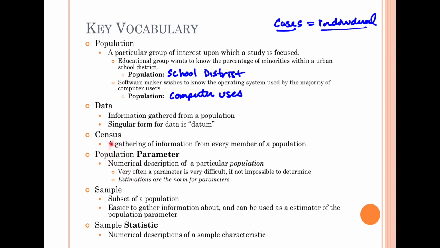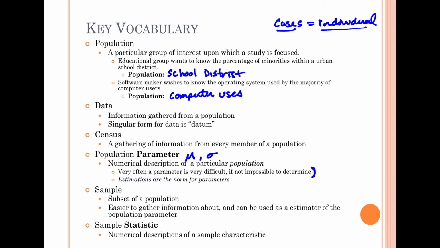When we gather data and information, we usually come up with numbers to describe that population. Any number that describes a population is called a population parameter. Typically we use Greek letters to represent those numbers, such as mu for the mean or sigma. These are all different numbers that we're calculating that help describe things, and we call those numbers parameters. So they are numerical descriptions of a particular population.